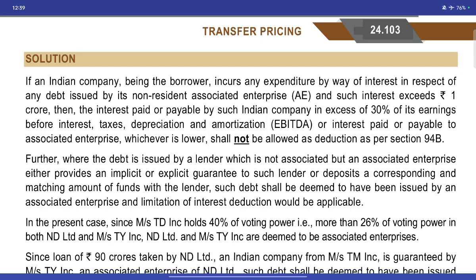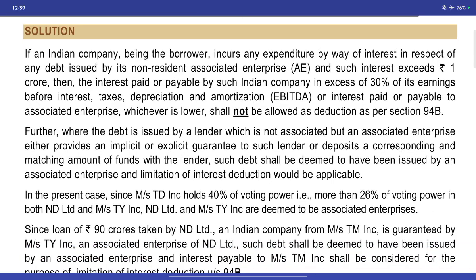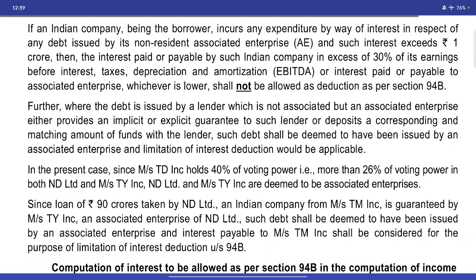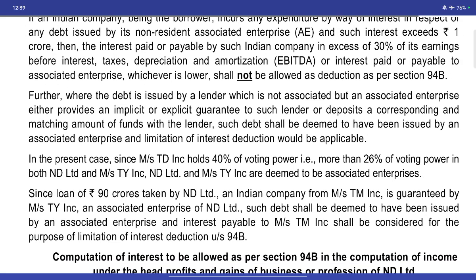Where an Indian company, being the borrower, incurs any expenditure by way of interest in respect of any debt issued by a non-resident associate enterprise, and such interest exceeds 1 crore rupees, then the interest paid or payable by such Indian company in excess of 30% of the earnings before interest, taxes, depreciation and amortization, or the interest paid or payable to the associate enterprise, whichever is lower, shall not be allowed as a deduction under section 94B.